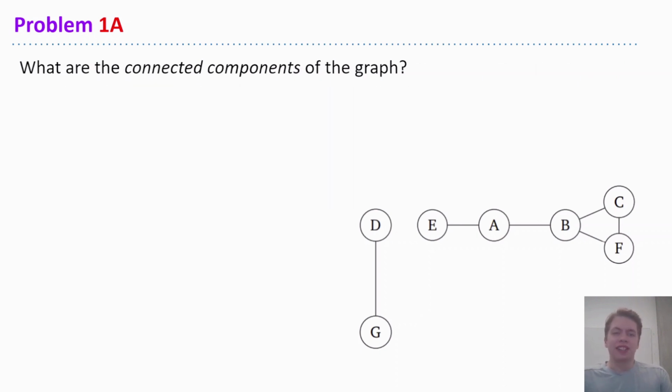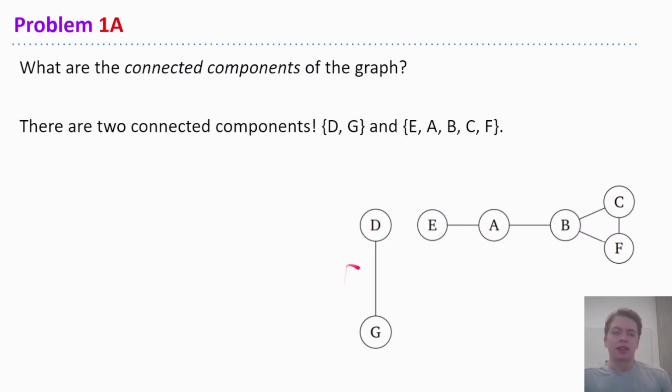And then what are the connected components of the graph? Well, I gave this away earlier in the video, but the 2 connected components are D and G, and then all the vertices over here, which are E, A, B, C, F.